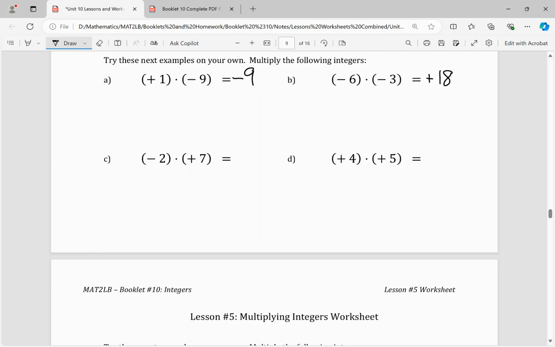Now, next we have negative 2 times positive 7, but we're going to start with the 2 and the 7, right? 2 times 7 is 14, 7, 14. Now, one negative, one positive, since those are different, the answer is going to be negative.